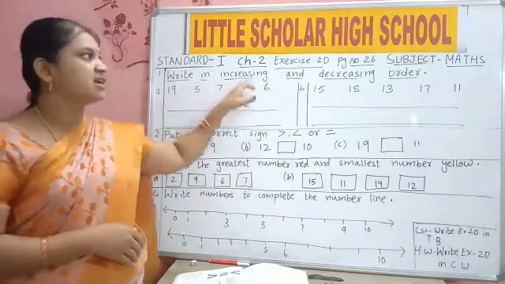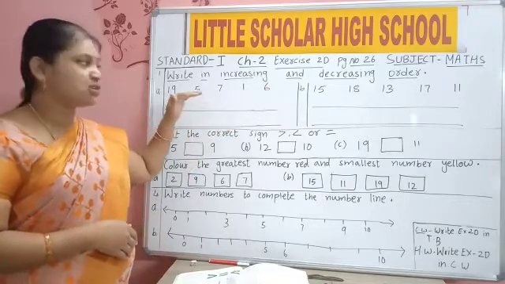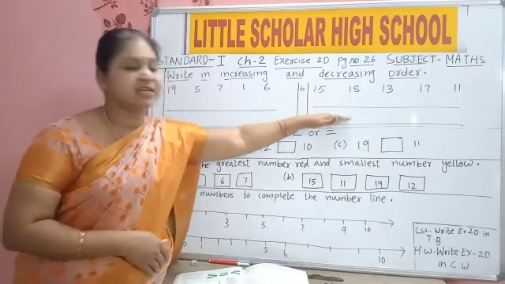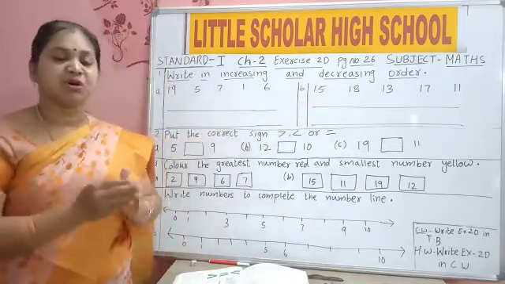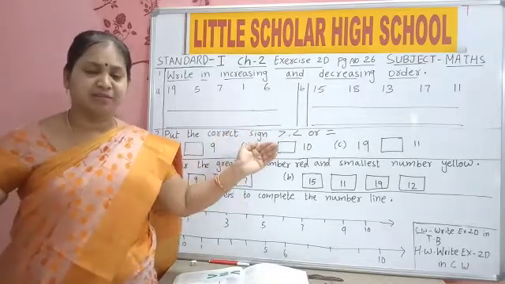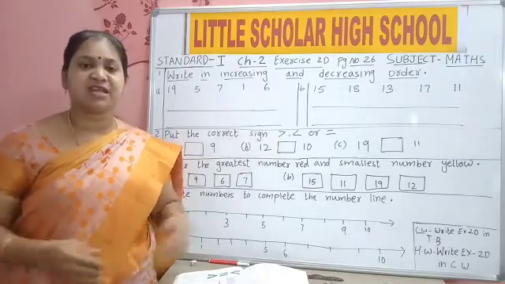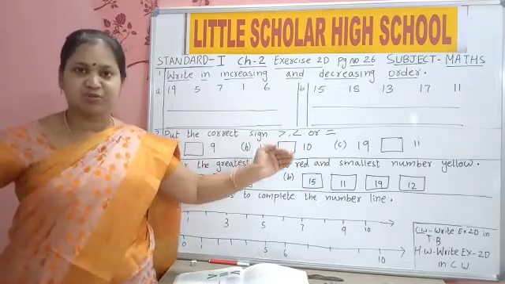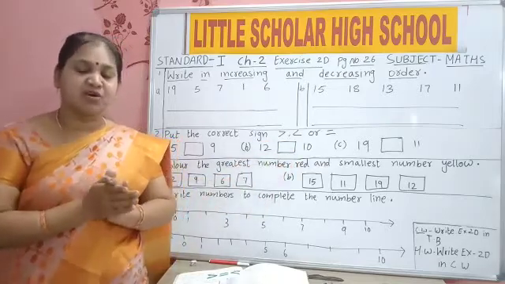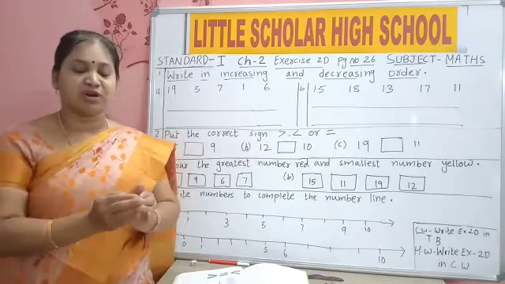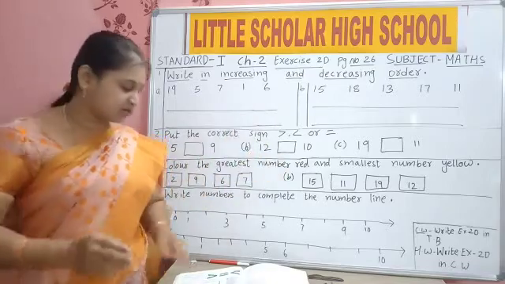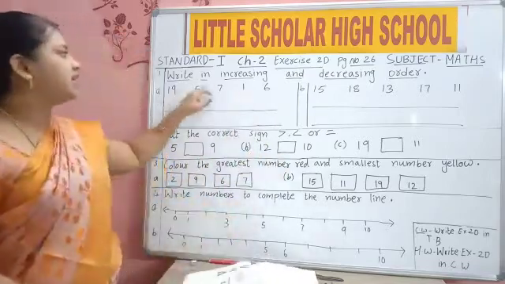So write in increasing and decreasing order. Both we should write. First we should write increasing order, and below it we should write decreasing order. Increasing means from smaller to greater number. Decreasing is when the number decreases from big number to small. Increase means it will increase like this, small to big. Decrease means from big it will come down. So decreasing means from greater number to smaller number.